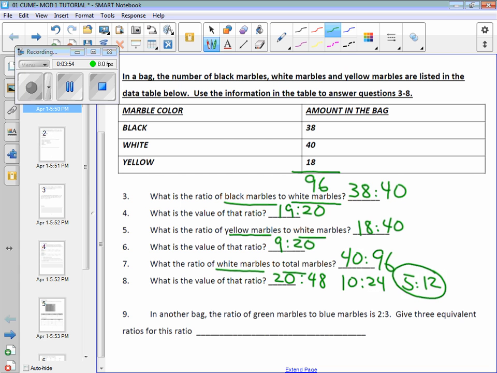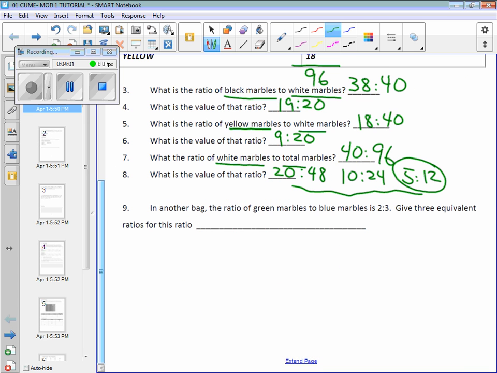Also understand that these are all equivalent ratios. Equivalent ratios are being asked from question number 9, where they're giving you the value of the ratio, 2 to 3, in this different bag, which is green to blue marbles. I'm going to express my given ratio as 2 over 3. And when we build equivalent ratios, we can find a multiplicative value for both the denominator and the numerator. And I'm going to create 4 to 6. If I want, I can multiply by 2 again, and I get 8 to 12. Then I can do it again and get 16 to 24. And there are a lot of others. Obviously, it goes on for infinity.